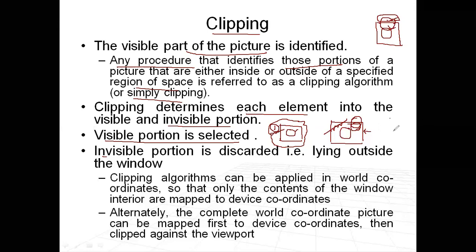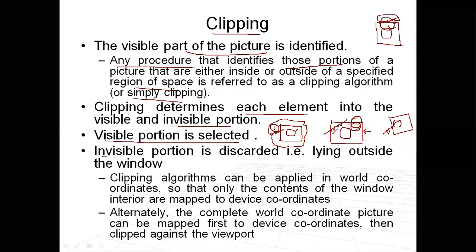If I draw once again and draw a line here, which part is visible? This part is visible because it is lying within the visible region, whereas this part will be the invisible portion, lying outside the visible region. So this should be removed, discarded, or omitted.